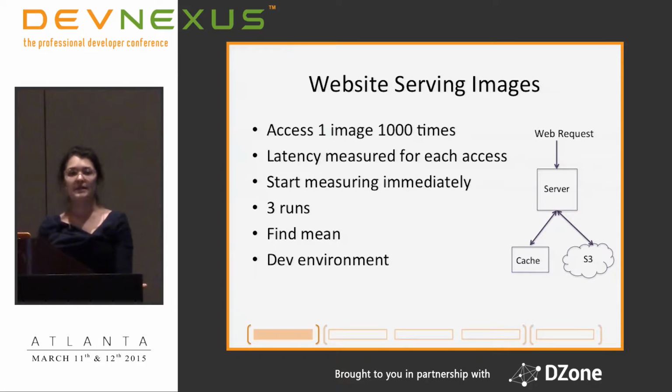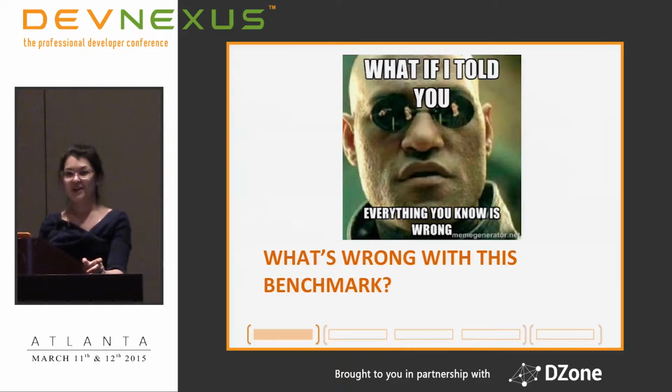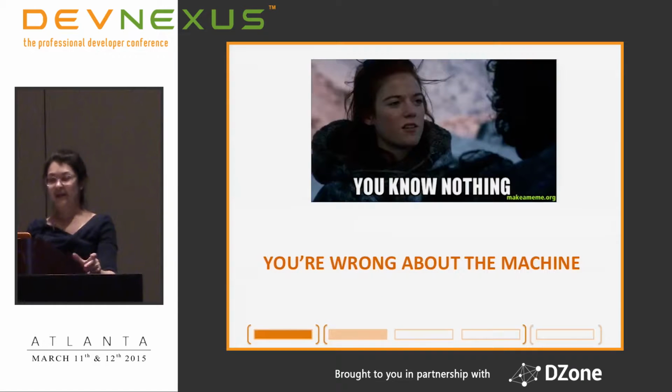And we'll do this in our dev environment because our production cluster is busy churning through the production workload. The reason we would like to measure how long it takes for us to retrieve images is because images are slowest to load, so that sounds like a good thing to measure. So what's wrong with this benchmark? Well, there are many things that are wrong with this benchmark, so let's take it apart one step at a time. When it comes to machines, you know nothing, Jon Snow.